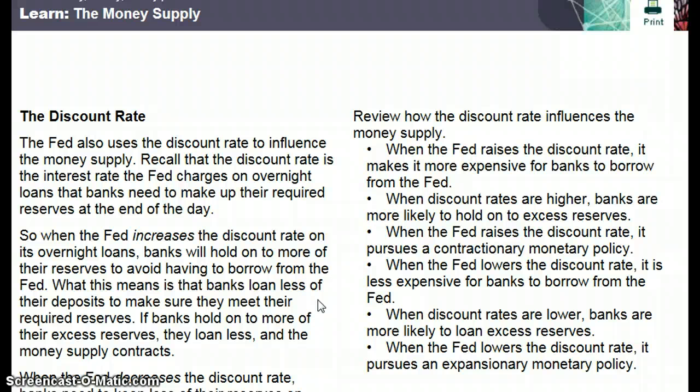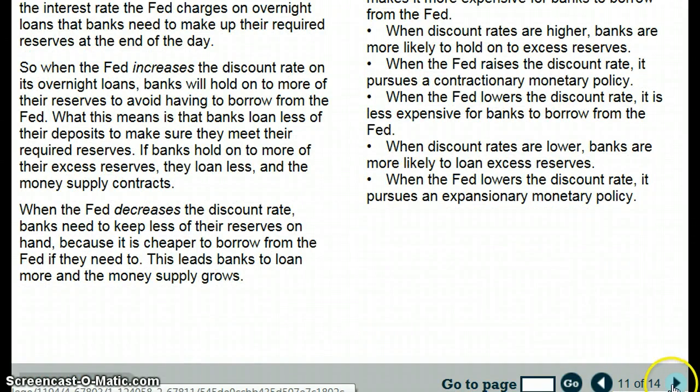When the Fed raises the discount rate, it makes it more expensive for banks to borrow from the Fed. When discount rates are higher, the banks are more likely to hold on to excess reserves. When the Fed raises the discount rate, it pursues a contractionary monetary policy. When the Fed lowers the discount rate, it is less expensive for banks to borrow from the Fed. When discount rates are lower, banks are more likely to loan excess reserves. When the Fed lowers the discount rate, it pursues an expansionary monetary policy.